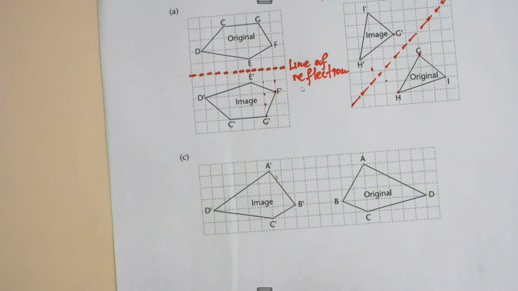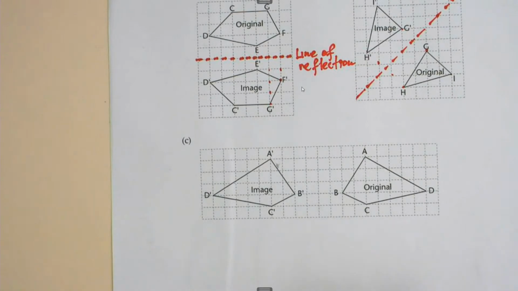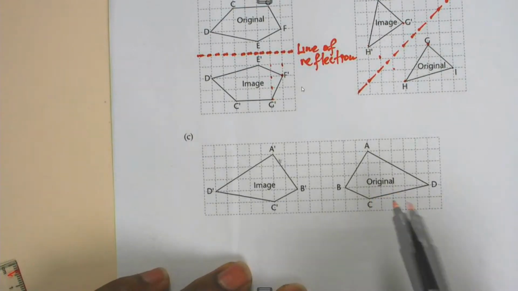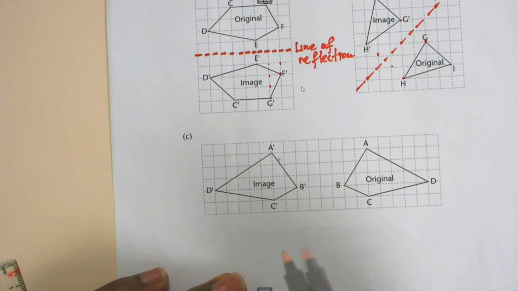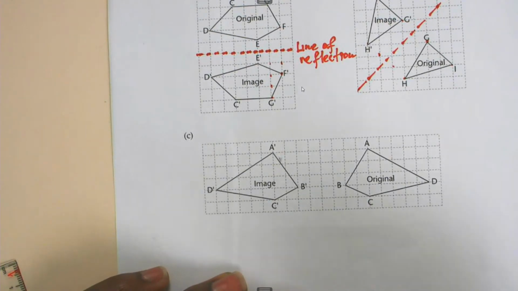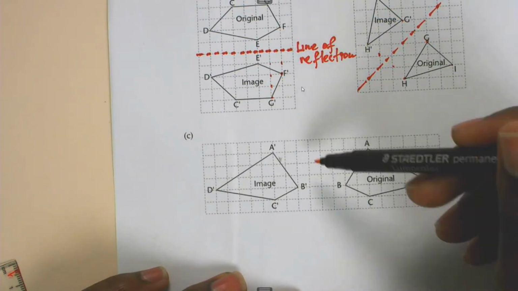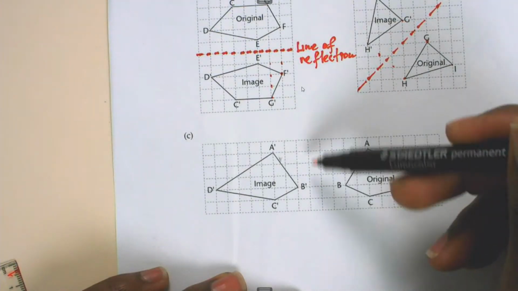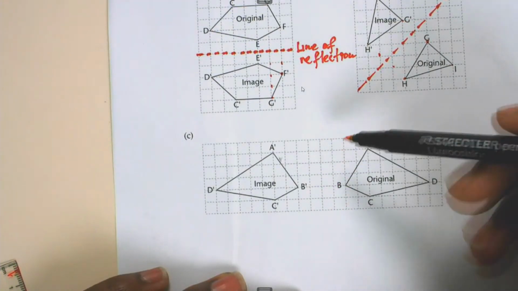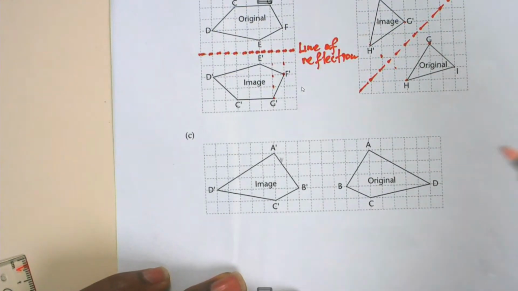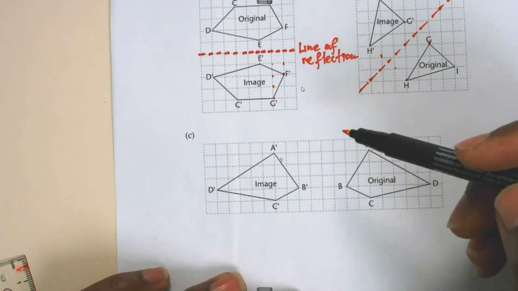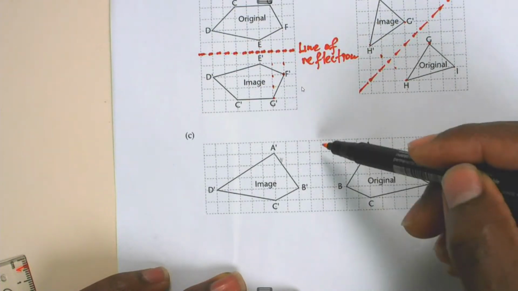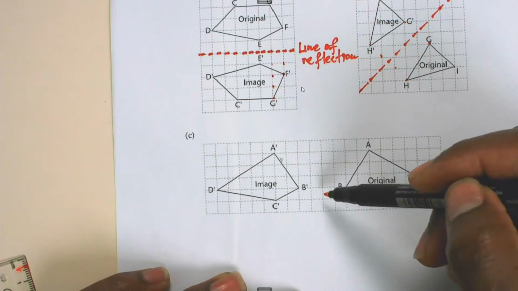All right. Now let us look at number C. In number C, guys, we've got the original shape, we've got the image. We need to draw our line of reflection. Our line of reflection will be a line that makes sure the points are the same distance apart from the line of reflection. Let me repeat that again, guys. When we draw it, it must be a line that shows that each point is the same distance afar from the line of reflection.